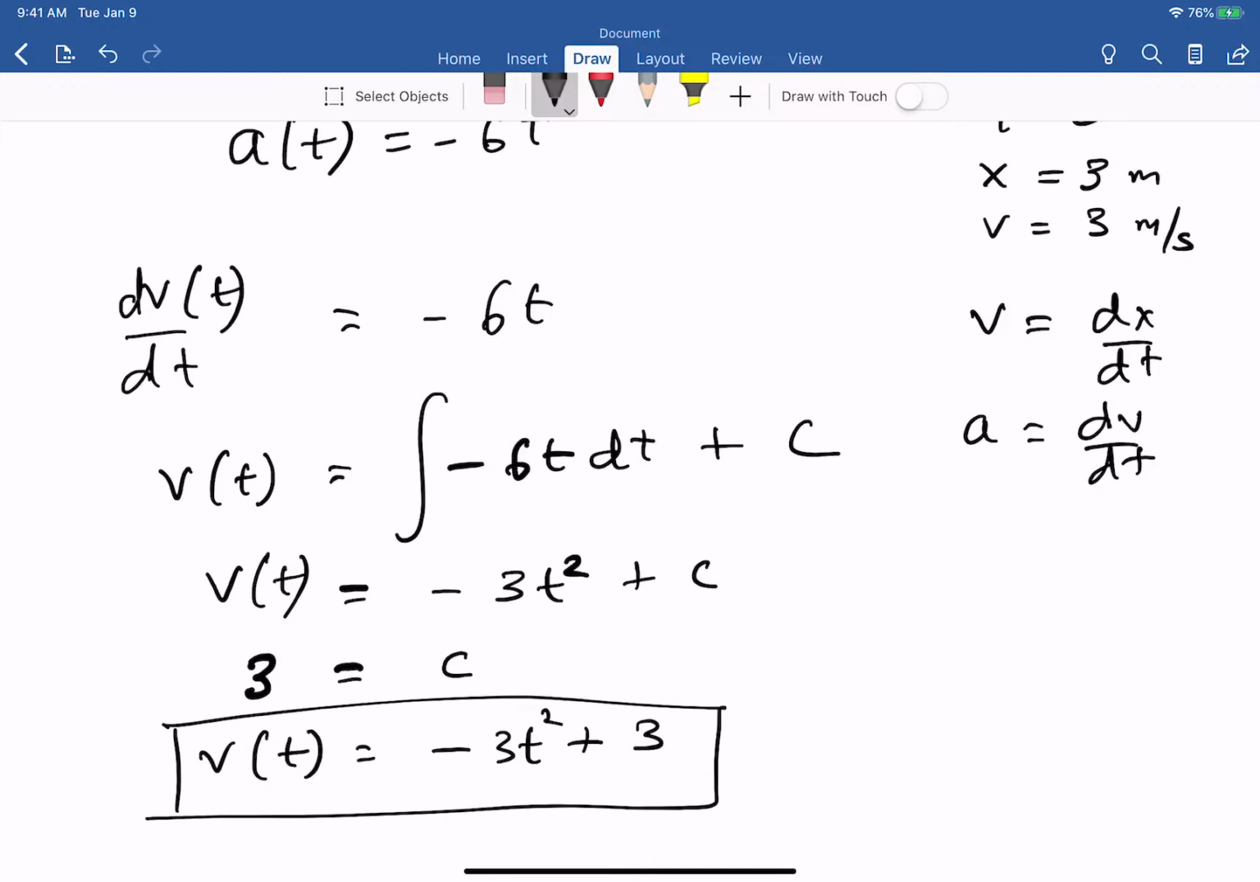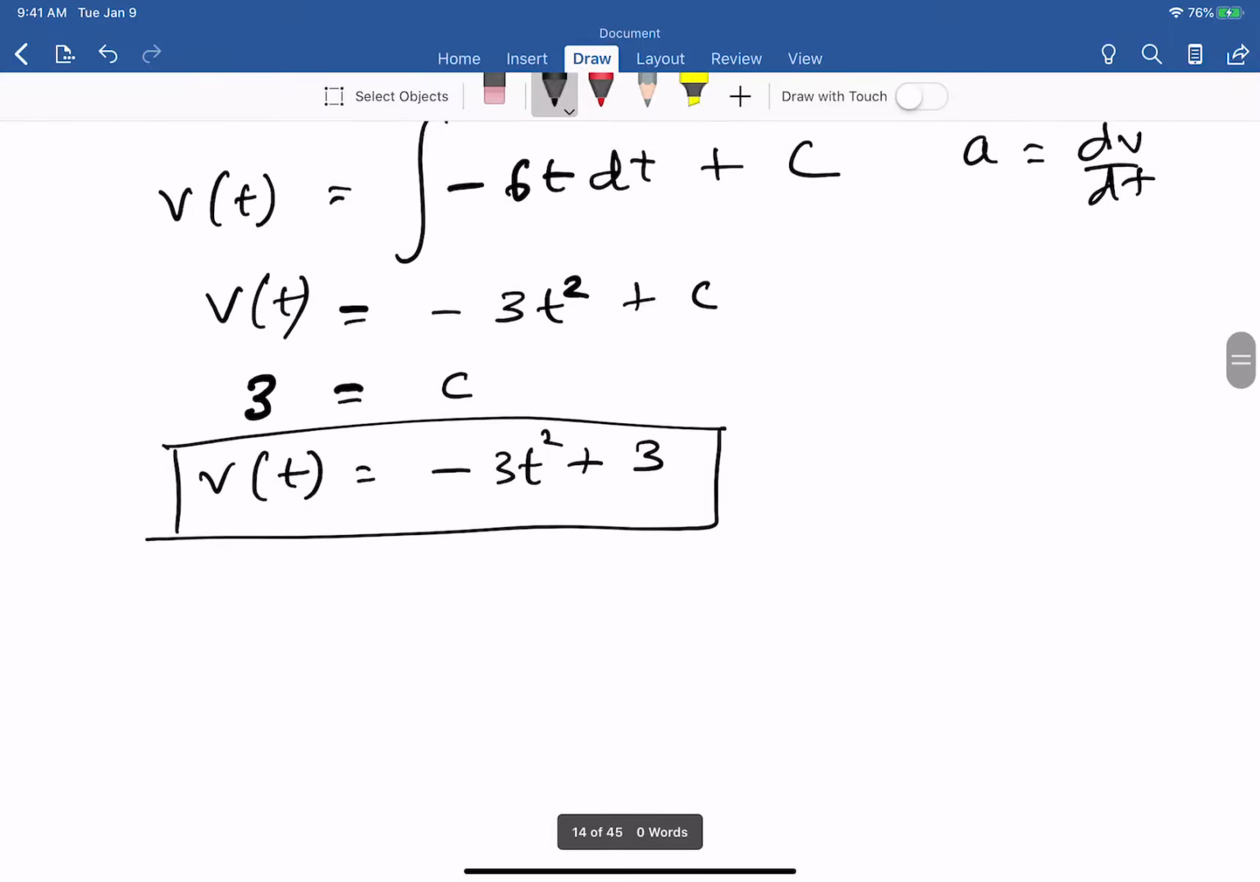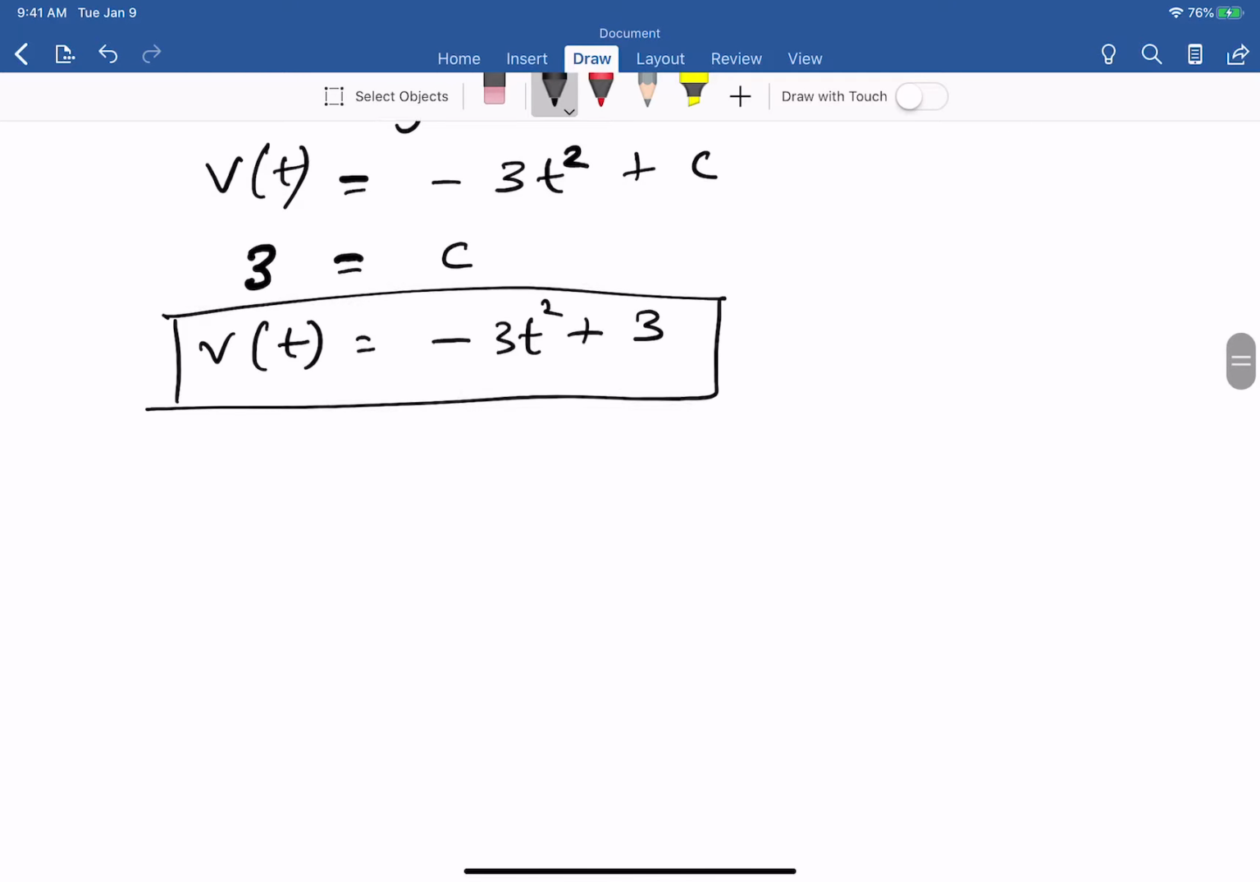That answers the first part of the question. To answer the second part of the question, you do exactly the same thing. You use the fact that velocity is dx/dt. Notice that sometimes I write x explicitly as a function of time, but that gets painful. So sometimes I just write x. Even if I don't put the function of time, it's understood that it's a function of time.